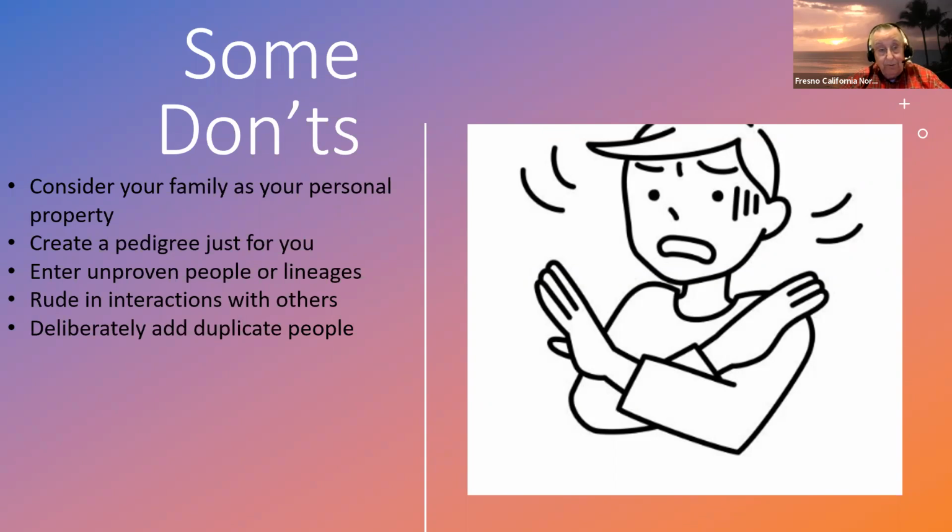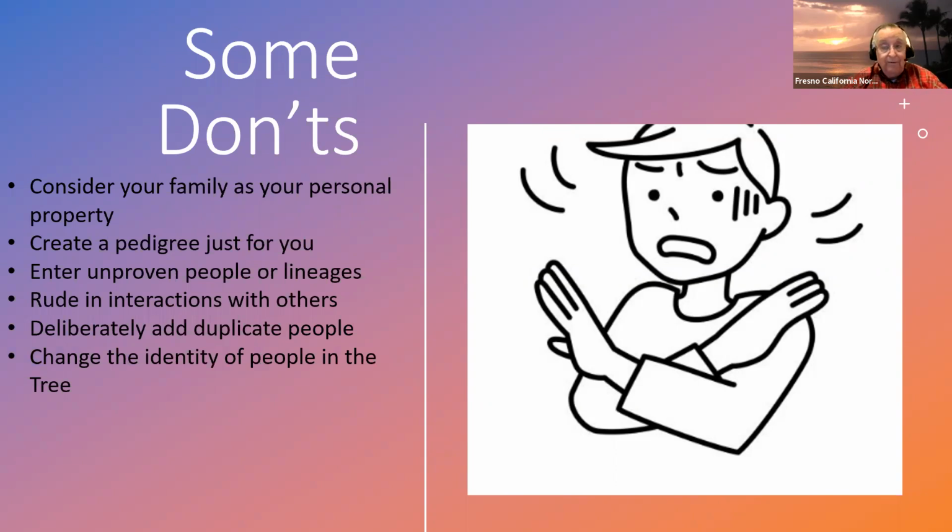And don't deliberately add duplicate people. That's what happens to a lot of people when they try to create their own tree. And FamilySearch keeps saying, oh, that person's already in, and that person's already in, and they don't like that. They just bypass it and put the person in anyway. And that's not what we want to do. We don't want to deliberately create duplicates. And we don't change the identity of people.